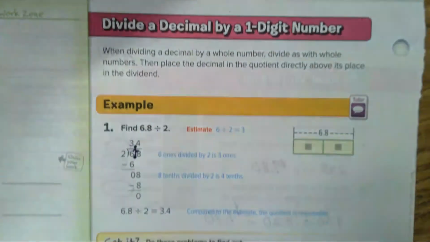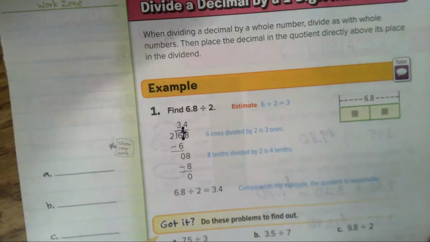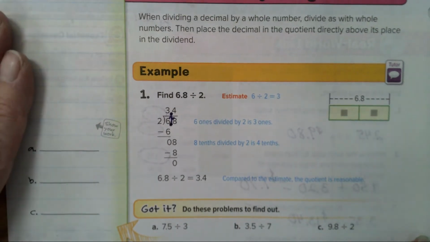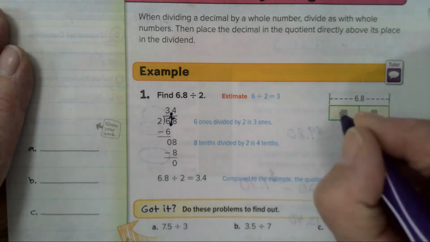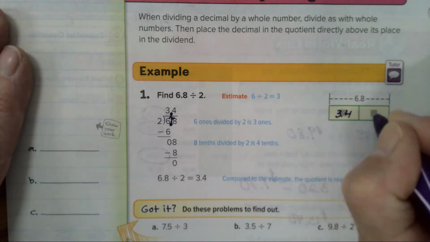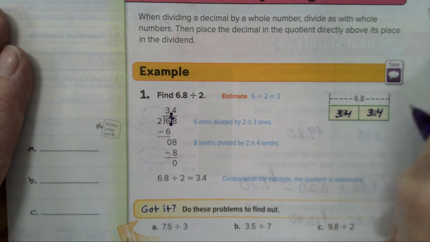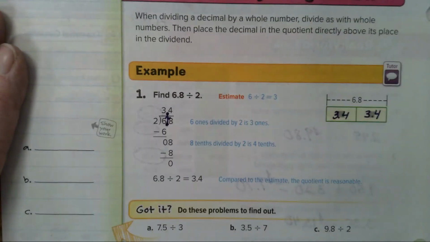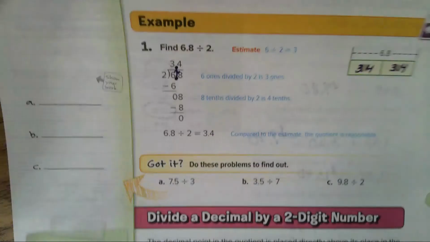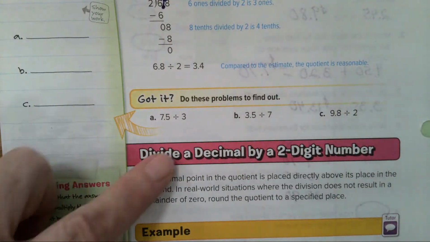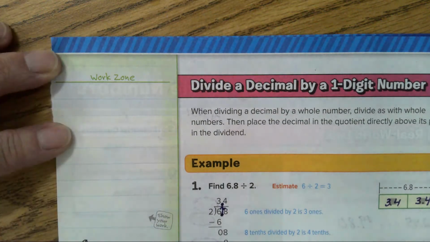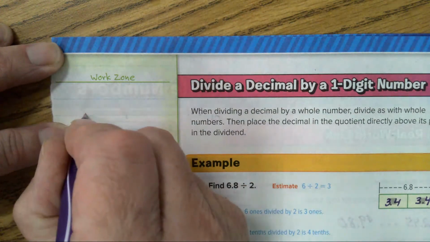Let me zoom in on this a little more so we can really focus on this, okay? And they end up getting 3 4/10. So in the box you have 3 4/10 plus 3 4/10 gives you the 6 8/10. All right? Now let's do A, B, and C. We're just going to do these together, but I'm going to do them over here. So over here under the work zone, let's do this division problem.